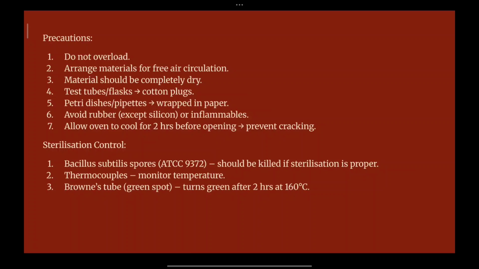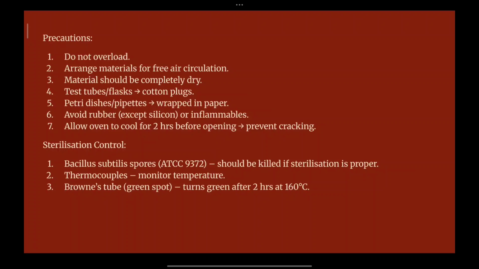So the precautions that you have to note while doing a dry heat sterilization are, it should not be overloaded, because overloading can lead to infrequent sterilization by the air, or there is no proper sterilization, and overloading can also lead to breaking of the instruments inside. So it is essential to keep a proper load of instruments that has to be sterilized.